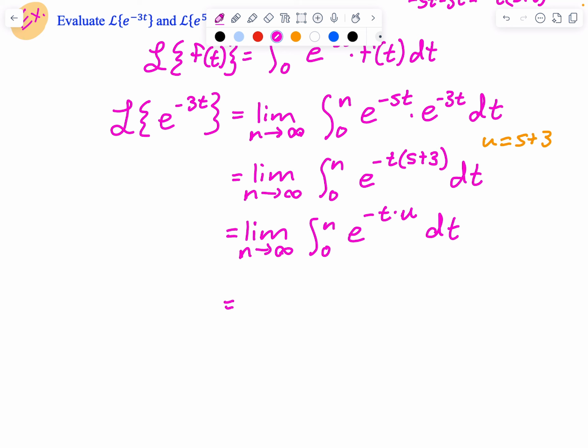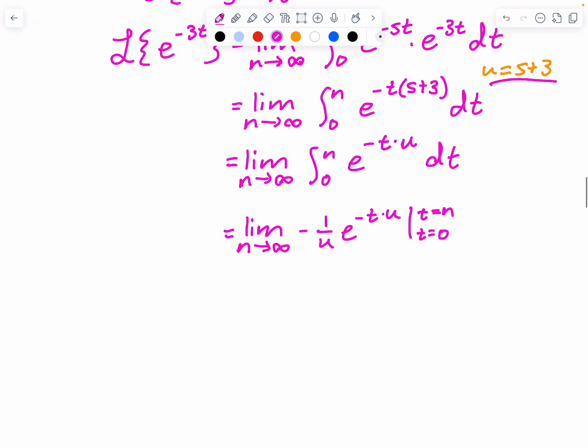This is going to be the limit as n goes to infinity, and then we're going to have negative 1 over u e to the negative t. Remember, we're just dealing with the sub here, u is just a number. So that comes down, I get negative tu. You could take the derivative there and see that you'd get back to where we were. And remember this is t. I think it's important to put the t here so I don't mess it up.